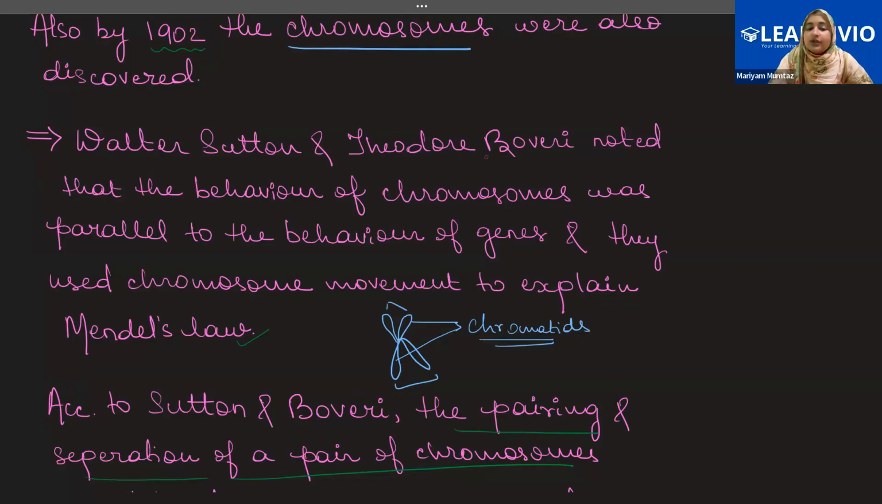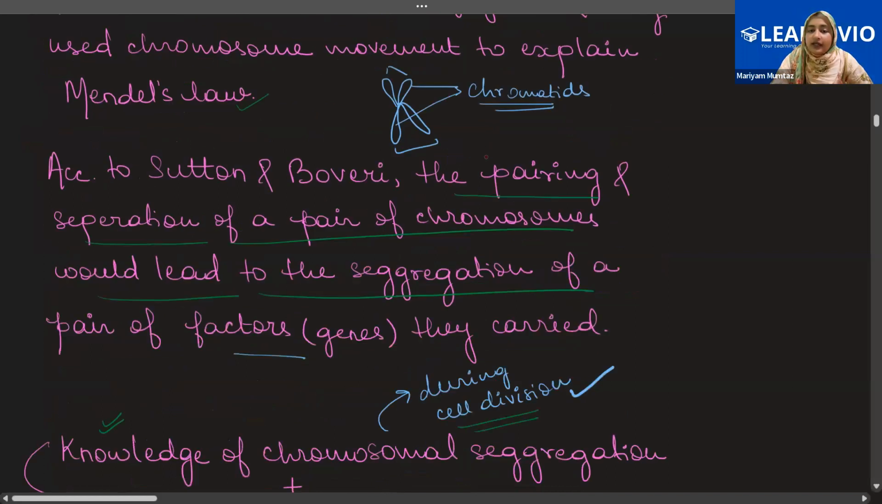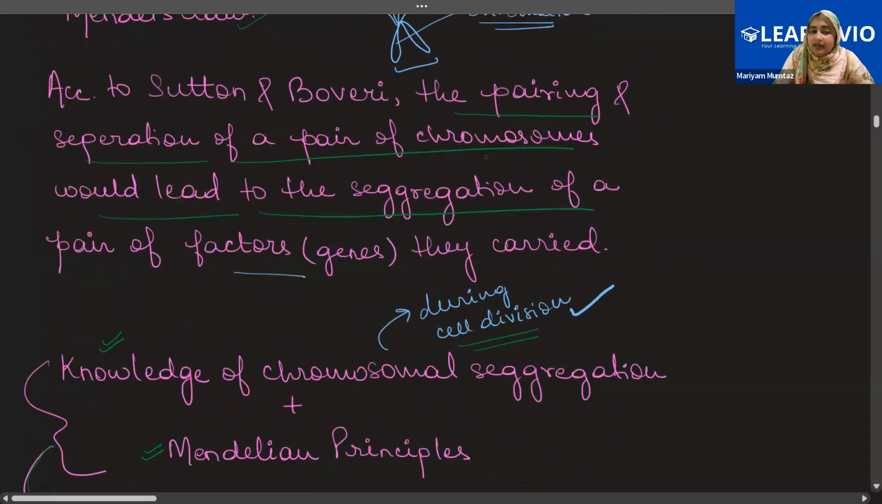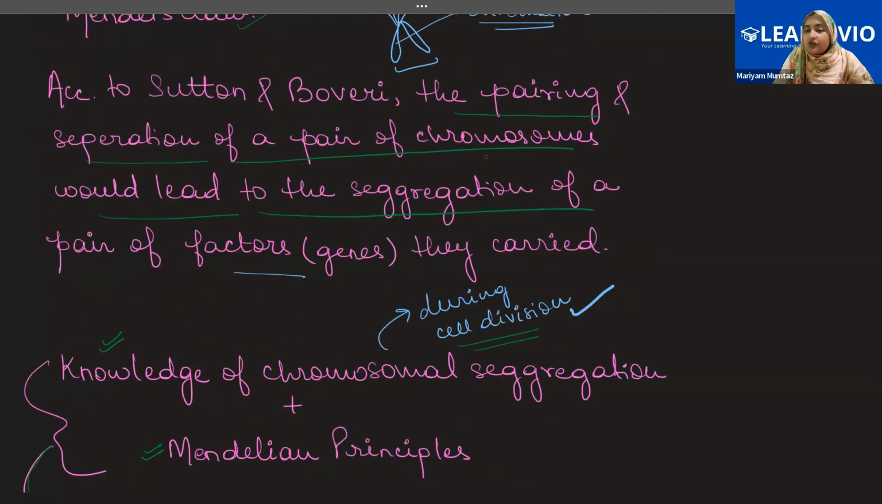And they used the chromosome movement to explain the law that Mendel had already given. According to them, the pairing and separation of a pair of chromosomes would lead to the segregation of a pair of genes they carry. So if the chromosomes got separated, whatever genes each of the chromatids were carrying will also get separated. They'll not stay in touch, they'll not stay connected.